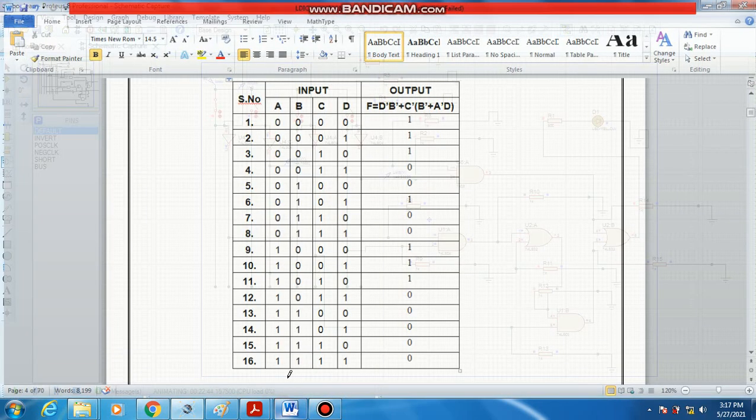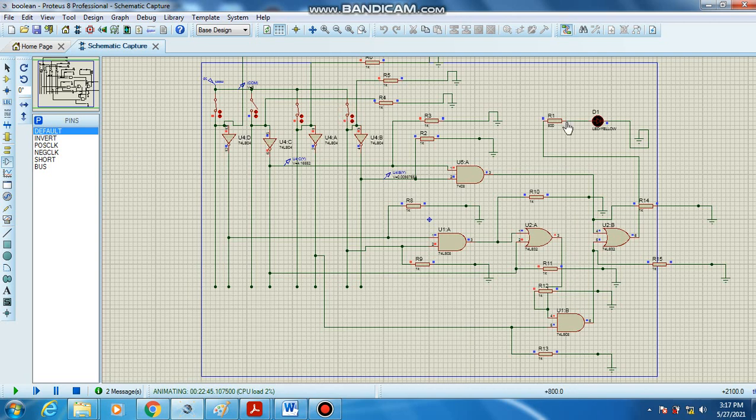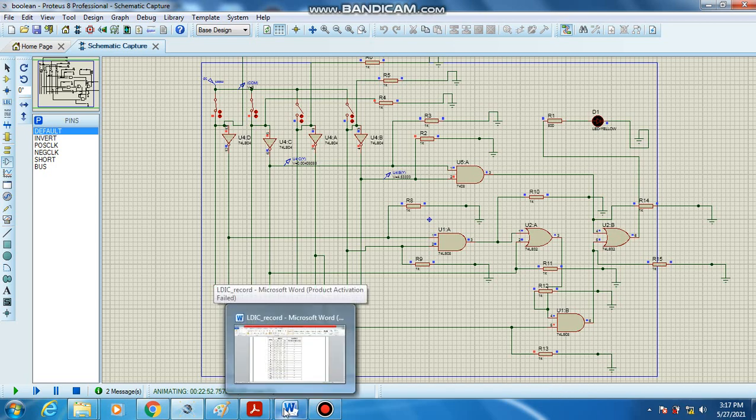1, 0, 1, 1. It is low. 1, 1, 1, 1. It is low. 1, 1, 1, 0. It is low. So all the rest of the combinations come out low. Hence we can see that the truth table is correct.